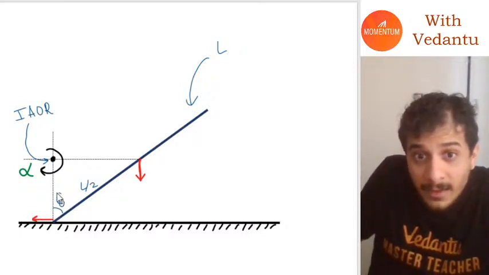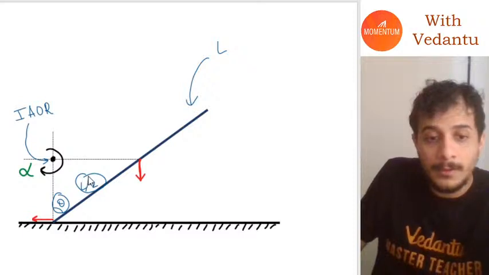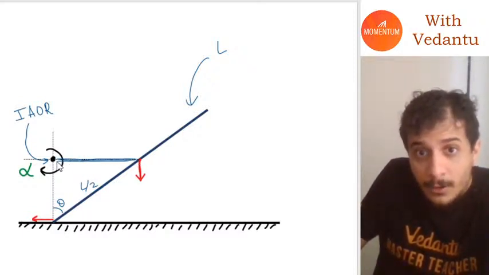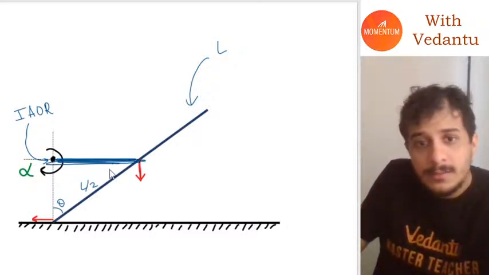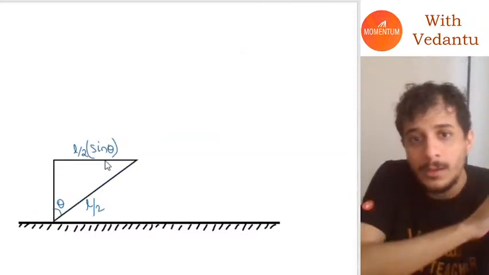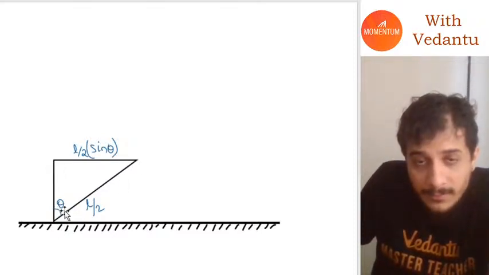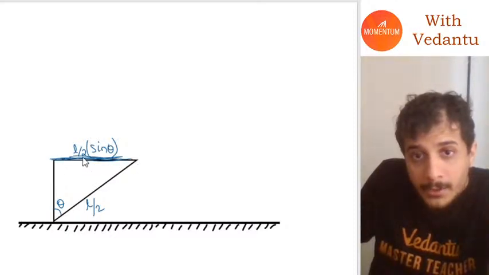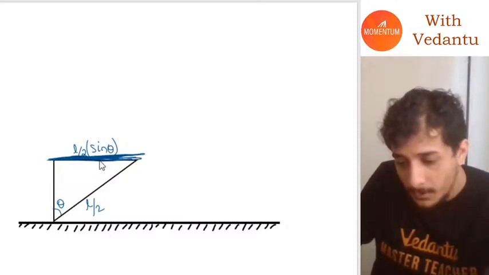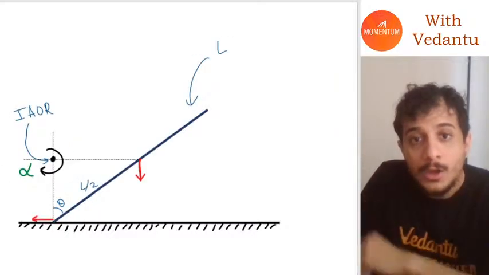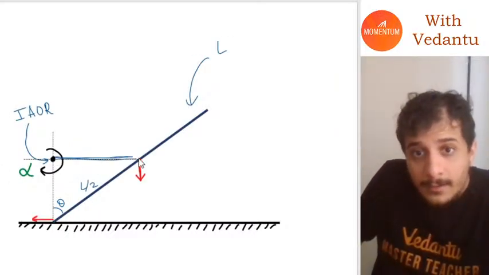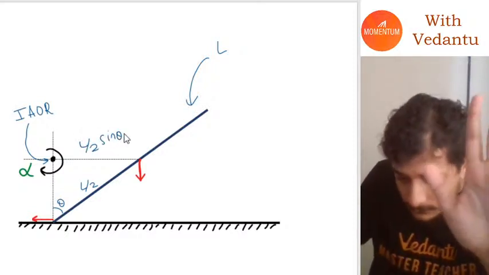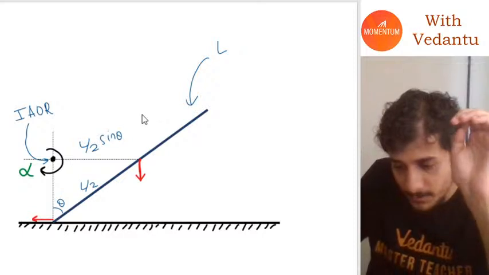And guys, if this angle is theta and this length is L by 2, can you tell me how much this length will be? See, I will draw that again. If this is L by 2 and this is theta, then this length will be equal to L by 2 sine theta. So here, this length will be equal to L by 2 sine theta. I hope everybody understood.